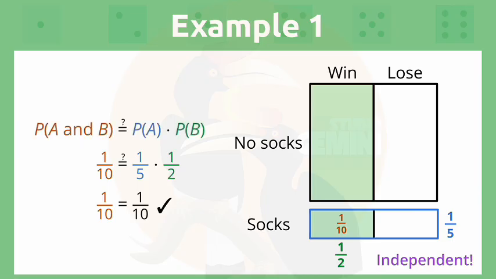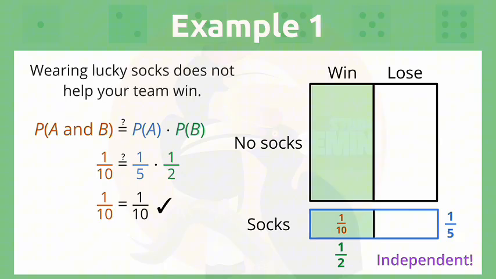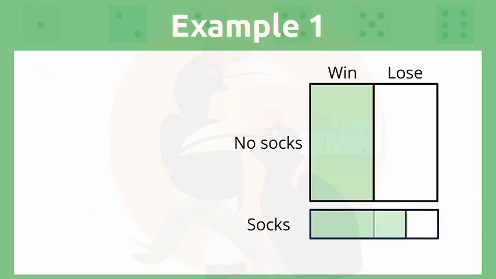So that's where this formula comes from. So what does it mean that these events are independent? Well, unfortunately, it means that wearing your lucky socks does not help your team win. What would it look like if these events were not independent? Well, if wearing your lucky socks does help the team win more often, then the diagram would look more like this. Great! Let's try another example.